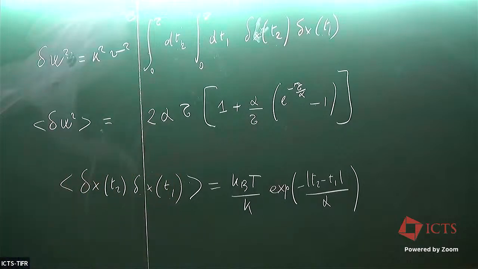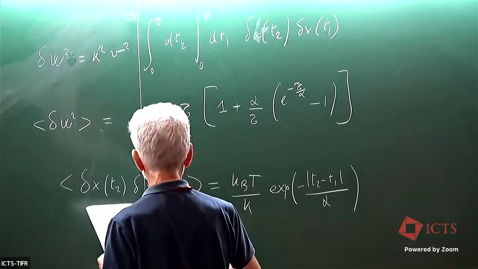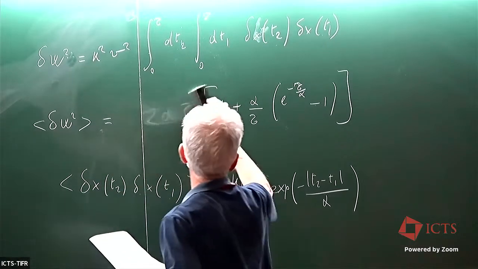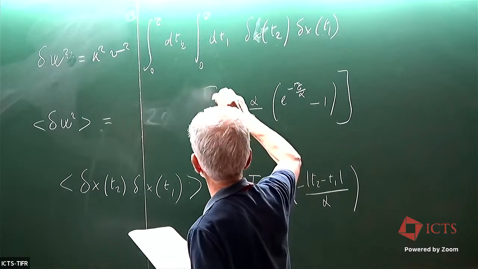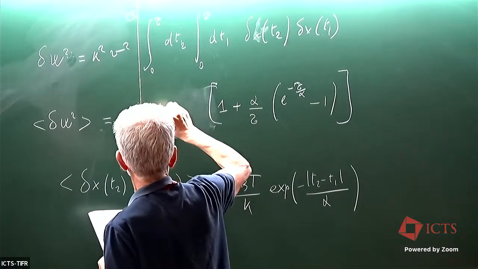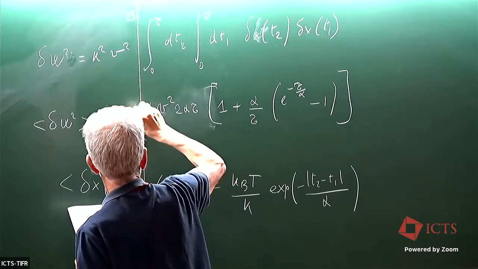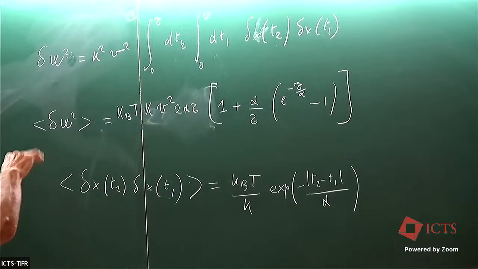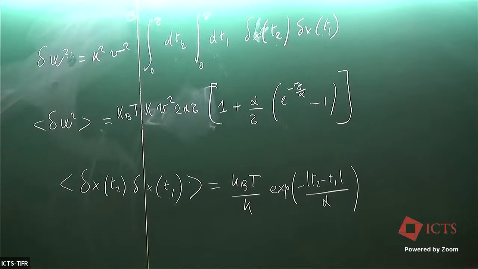And now what you realize, sorry, there is a k_B T that is lost over there. Delta W squared, no, sorry. This is correct. It was the prefactor I changed, and so it's just k v squared 2 alpha tau k_B T. This is the result of the calculations, when you have done the average of that. So, questions about that? It's okay.